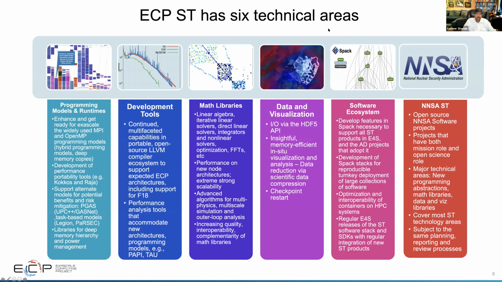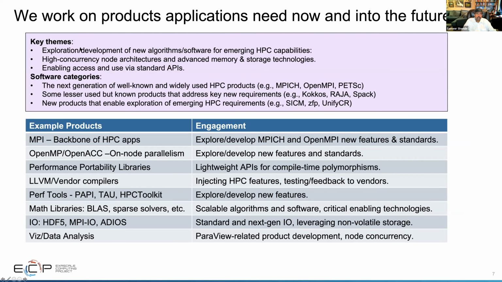The ECP-ST has 6 technical areas. There's a workflows area that has just been added. So we have programming models and runtimes, development tools, math libraries, data and visualization, software ecosystem, and the National Nuclear Security Administration's software projects under the NNSA-ST area and the workflows area. So the key theme is that we want to explore the development of new algorithms and software for emerging HPC systems. We have many different packages that are available.